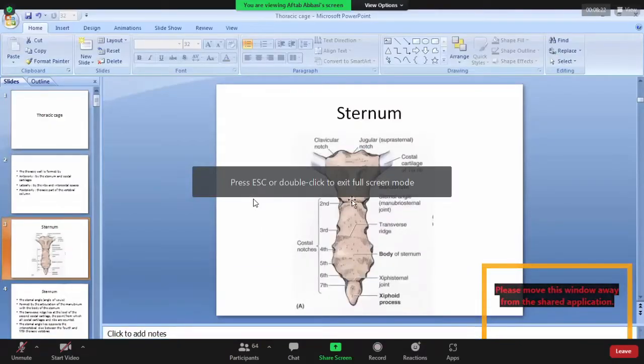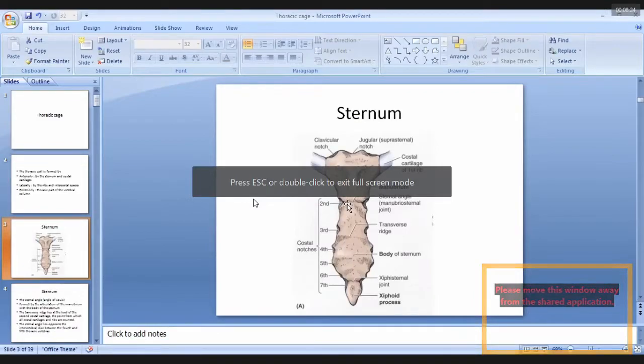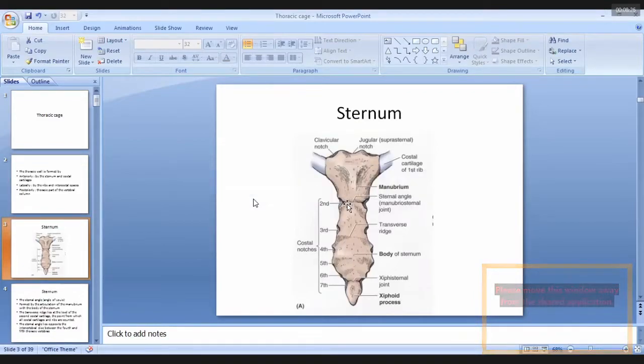And this elevated part or bridge is known as the sternal angle, also known as the angle of Lewis. Another feature of the manubrium of the sternum is a depression on its superior surface that is known as the jugular notch, also known as the suprasternal notch. So these are the important features related to the manubrium of the sternum.